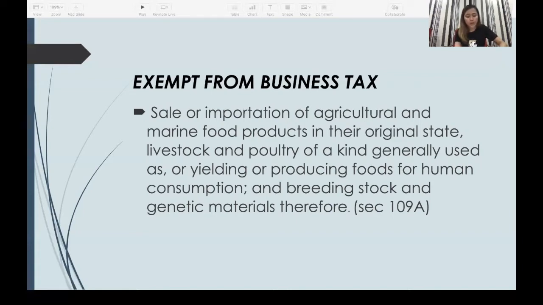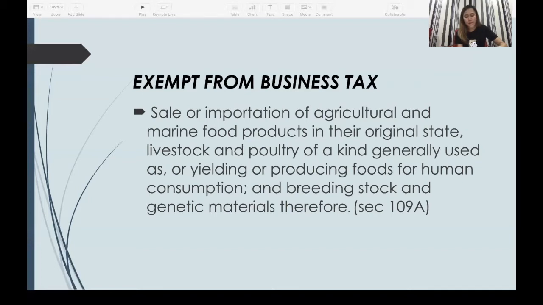Kasi as we have mentioned before, there are 28 VAT exempt transactions. And first on the list itong selling of agricultural and marine food products.